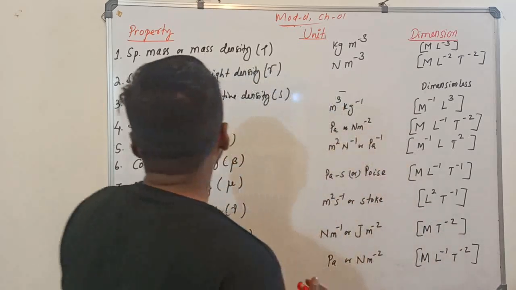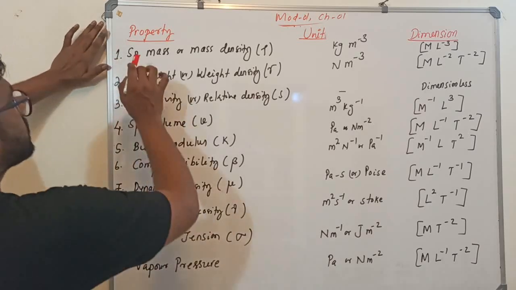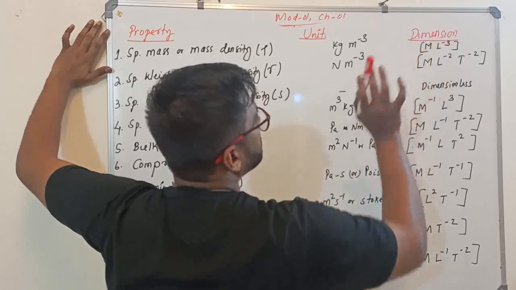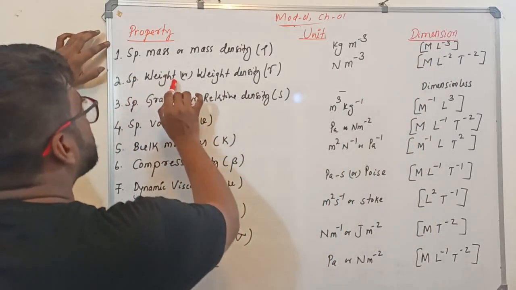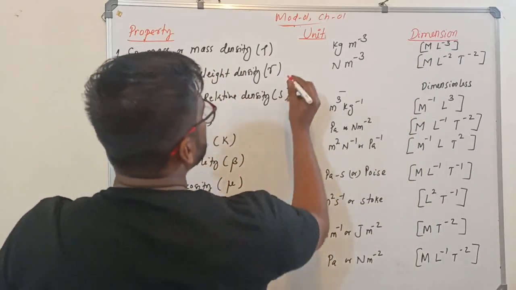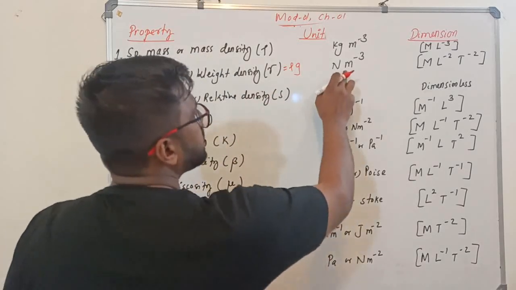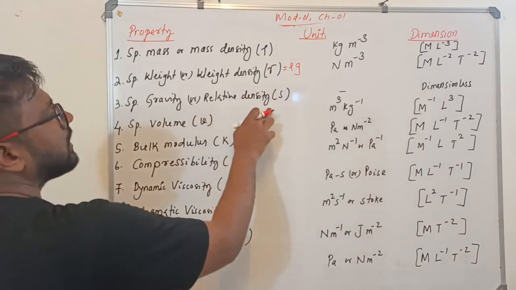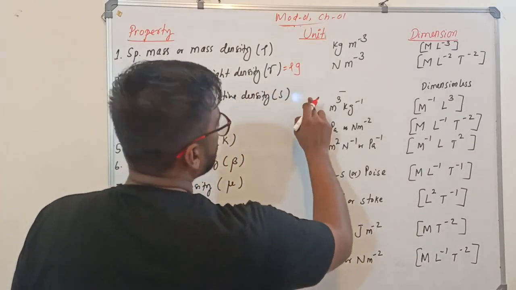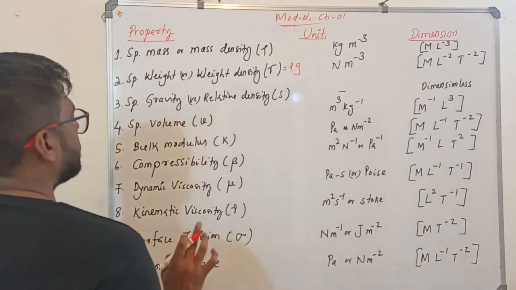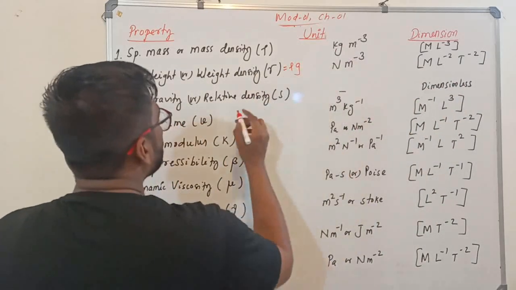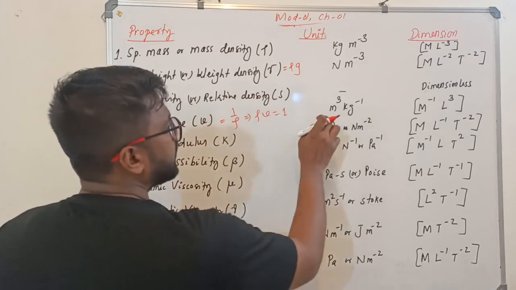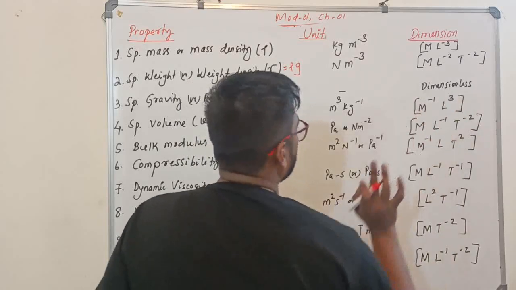Okay. So now, what are the properties we study? We study specific mass or mass density, the unit is kg per meter cube, dimension is M L minus 3. We study specific weight or weight density, gamma, where gamma equals rho into g. That is newton per meter cube, M L minus 2 T minus 2. We study specific gravity or relative density, that is density of matter by density of water. No units, it's a dimensionless quantity. Specific volume is 1 by rho, that is rho into V equal to 1. The unit is meter cube per kg, dimension L cube M minus 1.